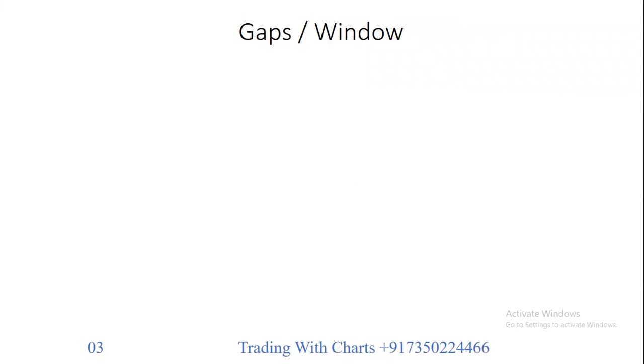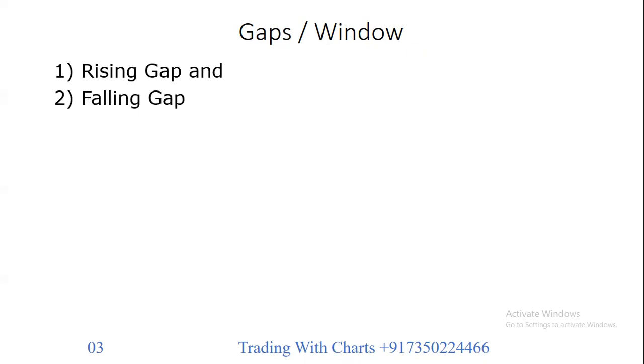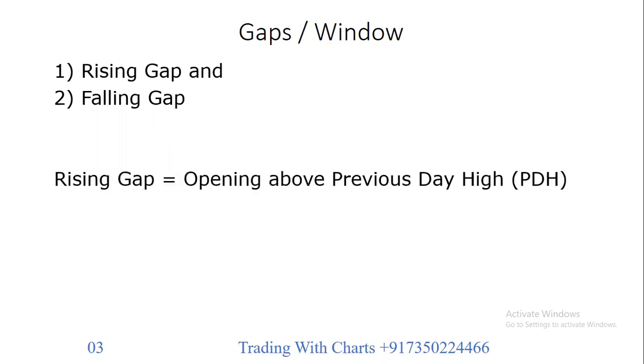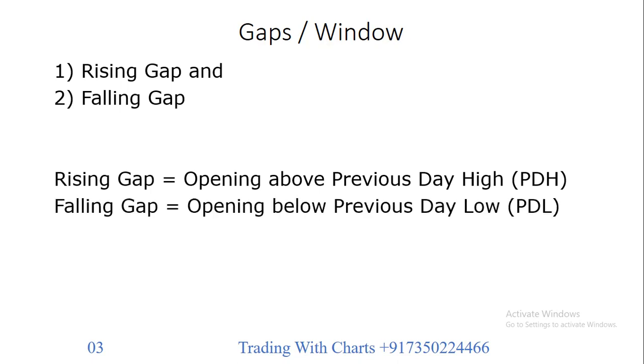Now let's see what exactly gaps, or windows, are. You can divide gaps into two different types: rising gap and falling gap. When you find a stock price suddenly opening gap up, when the opening is above PDH, that is previous day high, that will be called a rising gap or gap up opening. And when you see the stock price open gap down, that is, opening is below PDL, that is previous day low, then it will be termed a falling gap.